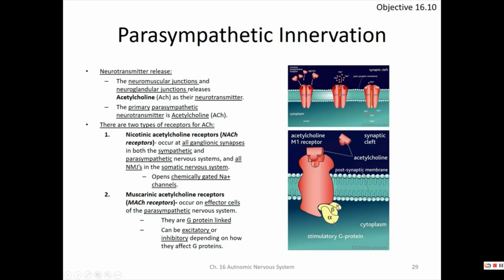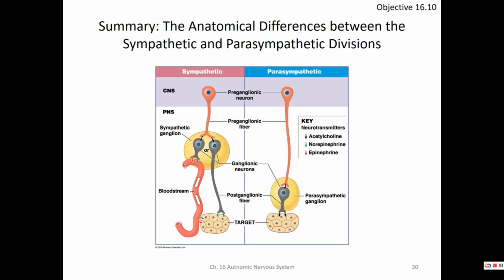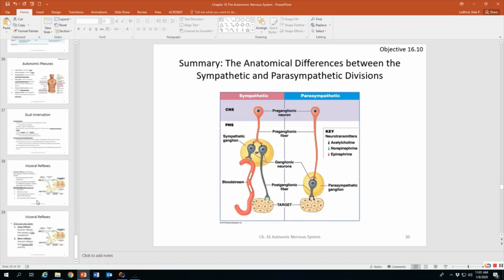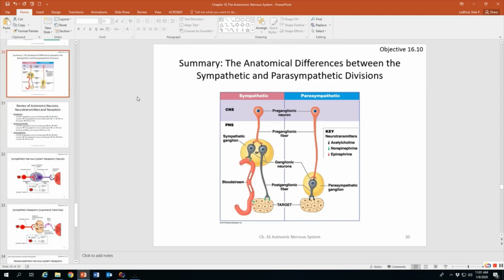Then muscarinic is found only on the effector cells controlled by parasympathetic, and they use G proteins. Here we have G protein linked receptors. These complexes of alpha, beta, gamma subunits get broken off and go off. They can be excitatory or inhibitory depending upon what proteins are here. Okay, now muscarinic. Now, let's take a look at this, okay?